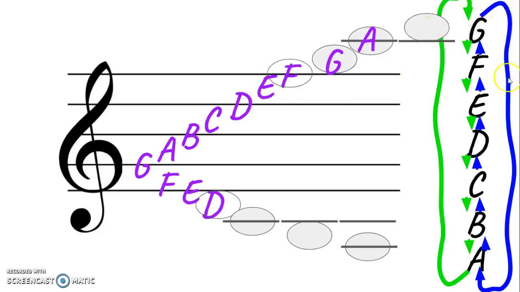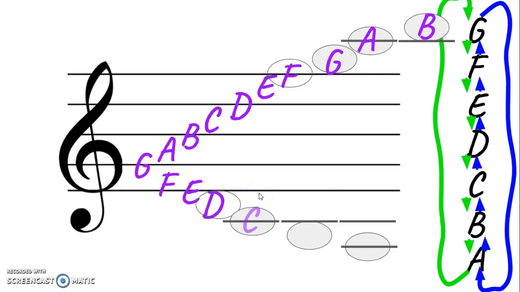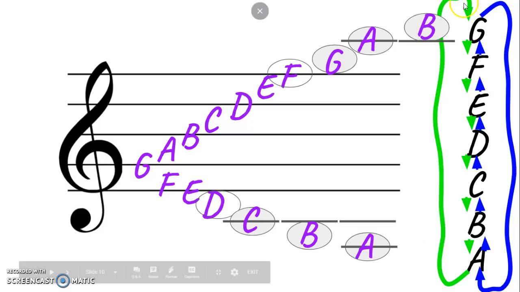Above G, it has to come back around, so it would be A. Above A would be B. And then it would be C and D and so on. From D coming down, we're at D, we come down to C. To that space would be B. To that next line would be A. And then you would circle back around to G, F, E, D, and so on.